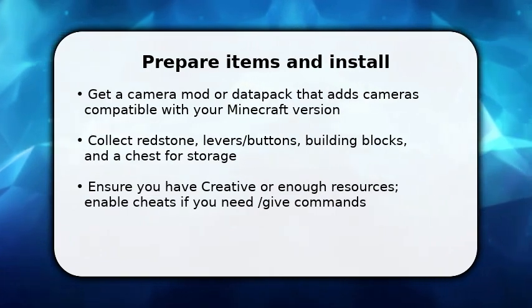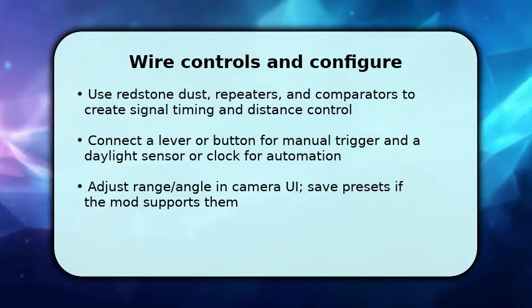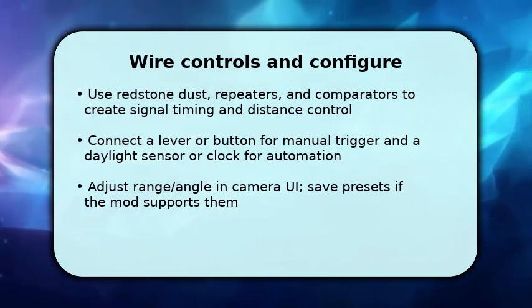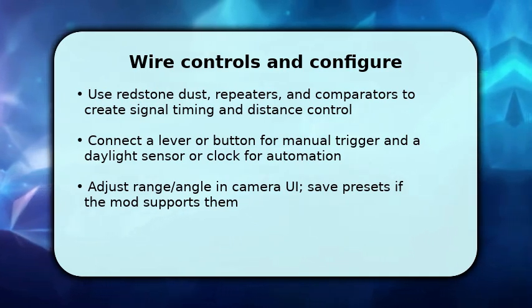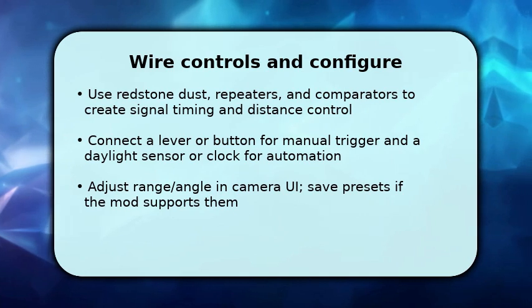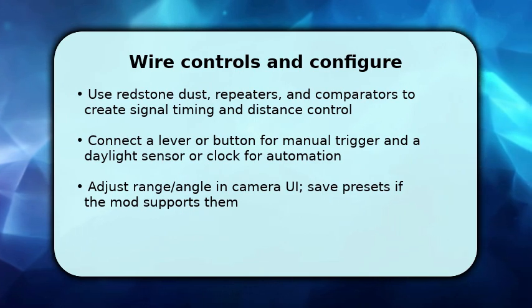You now wire the camera to controls and automation. Start by running redstone from the camera to a lever for manual shots, then add repeaters to adjust timing. Use comparators for signal strength if you need conditional triggers. Once wired, connect a daylight sensor or redstone clock to enable scheduled captures.